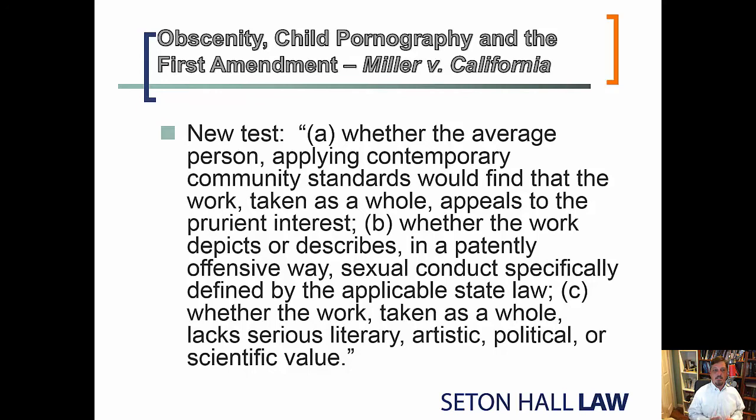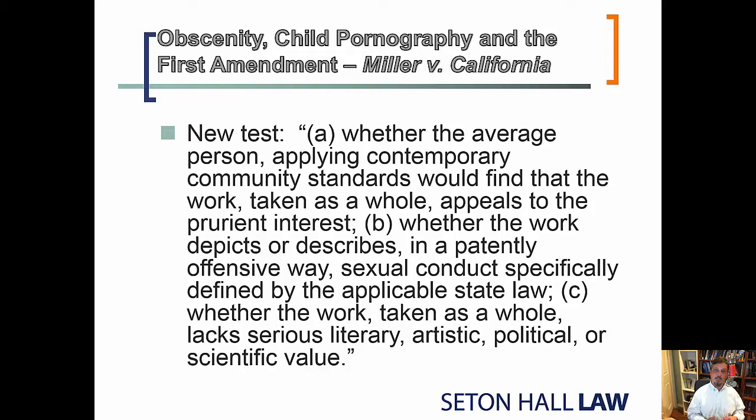Of course, the second part of the test talks about whether it depicts sexual conduct in a patently offensive way. But notice the two prongs around that, A and C. The first is this community standards prong: whether the average person applying contemporary community standards would find that the work taken as a whole appeals to the prurient interest. So we have to ask what community and what standards. And then the final part of the test: whether the work taken as a whole lacks serious literary, artistic, political, or scientific value.